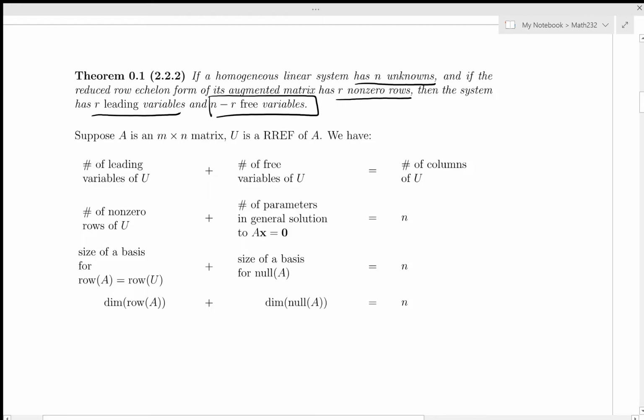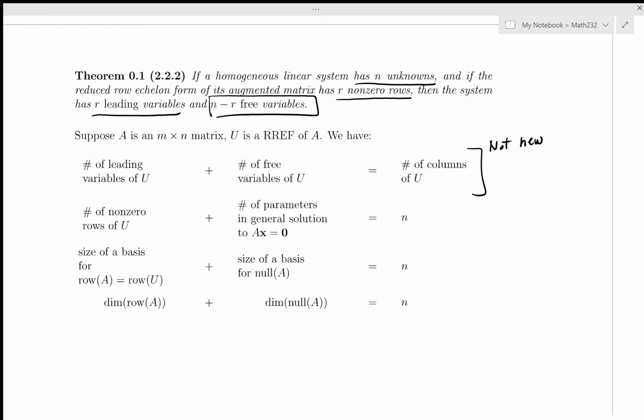Okay, so then there's a bunch of statements here. The number of leading variables plus the number of free variables has to be equal to the number of columns. We saw this right at the beginning. This is not new. We had this when we first started to look at the fact that we could represent systems of linear equations in matrices. Okay, so let's see how else we can say this. The number of non-zero rows of U plus the number of parameters in the general solution of AX equals 0 is equal to n. Non-zero rows plus the number of parameters in the general solution.